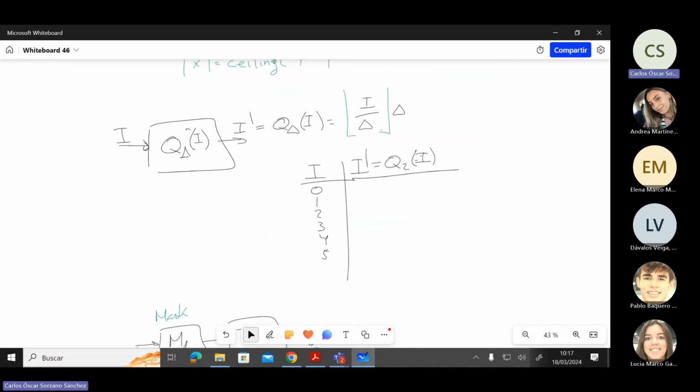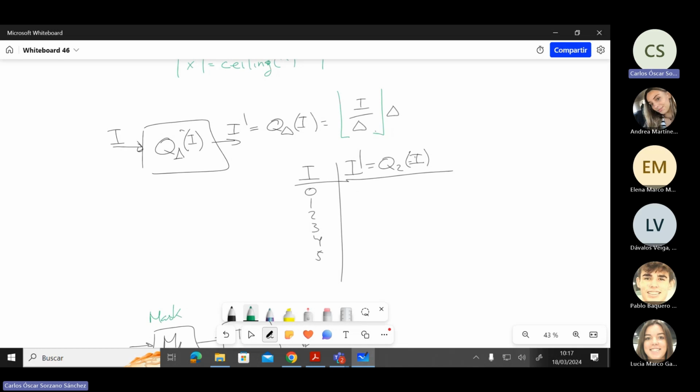Which are the values that we can take? 0 will go to 0. 1 divided by 2, rounded down, is 0. 2 divided by 2, rounded down, is 1. So this is the quantization. If the input has value 0, you quantize to 0. If it has value 1, you quantize to 0. If it has value 2, you quantize to 2.